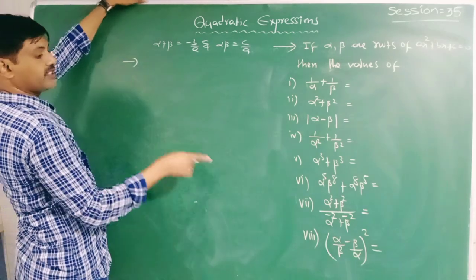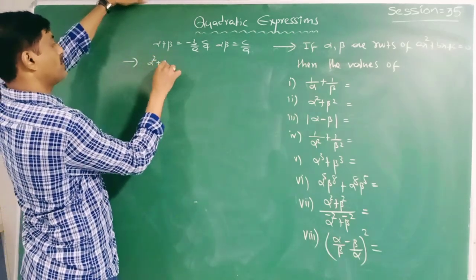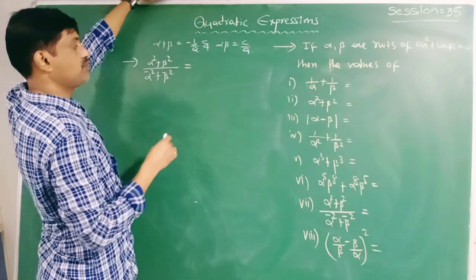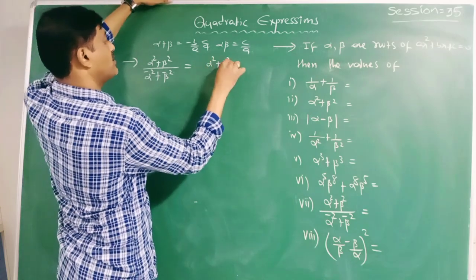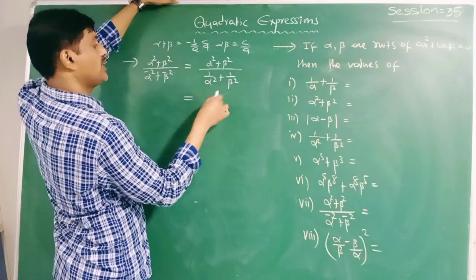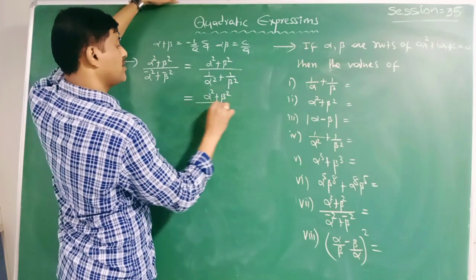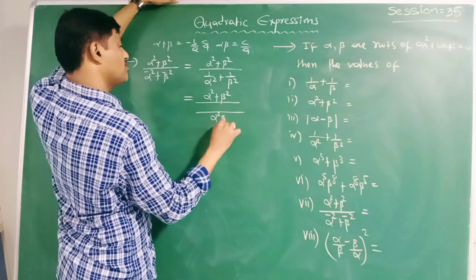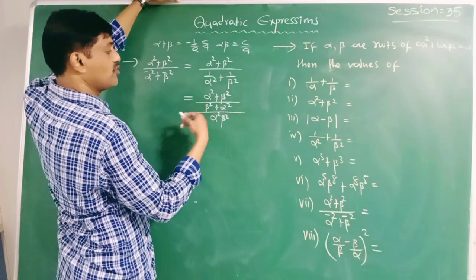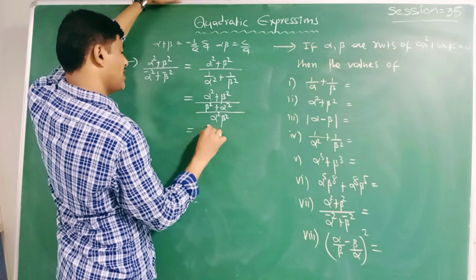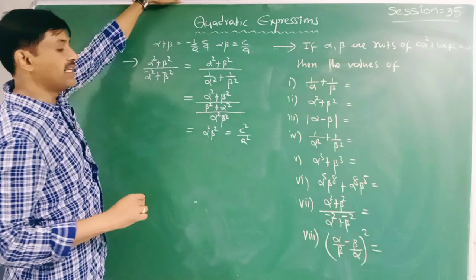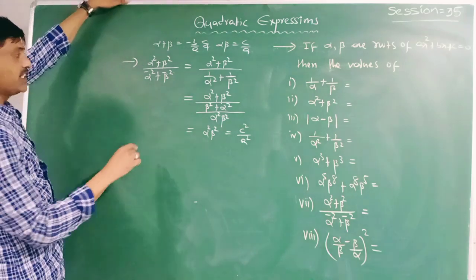The next question is alpha square plus beta square by alpha power minus 2 plus beta power minus 2. This is nothing but alpha square plus beta square by 1 by alpha square plus 1 by beta square. If you take the LCM, alpha square plus beta square by alpha square beta square into beta square plus alpha square. Now these are going to cancel. We are getting simply alpha square beta square, which is nothing but (c by a) whole square. This is c square by a square.